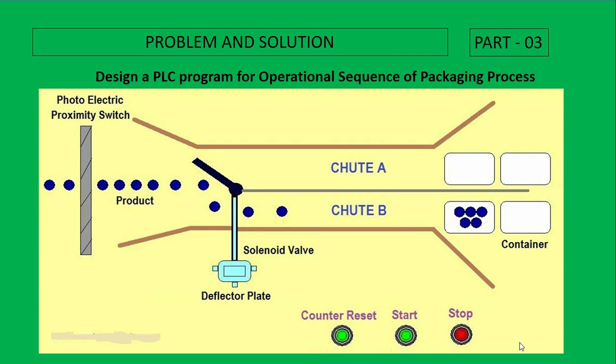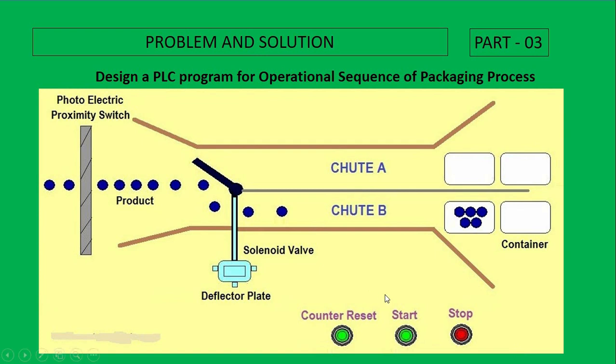Today we shall design a PLC program for operational sequence of the packing process. Develop the program to execute the operational sequence of the packing process. Number one, the purpose of this process is to pack 5 pieces of the product in a container.